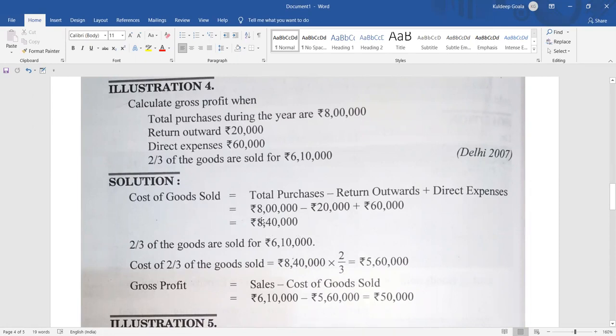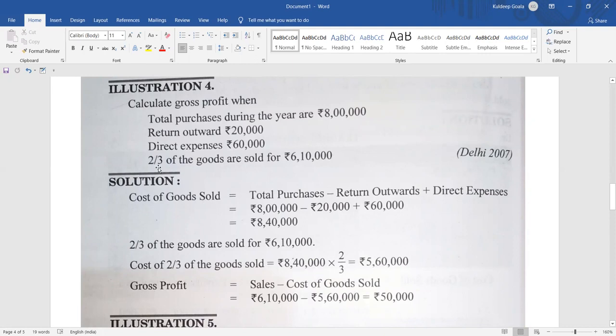From this cost of goods sold, the information has been given for only 2/3, so we'll take only the 2/3 part. 2/3 of 8 lakh 40,000 was sold, isn't it? So what is the cost of 2/3 of the goods sold? 8 lakh 40,000 into 2 by 3. It comes to 5 lakh 60,000. This 5 lakh 60,000 is the cost of goods sold, the information of which is given here.